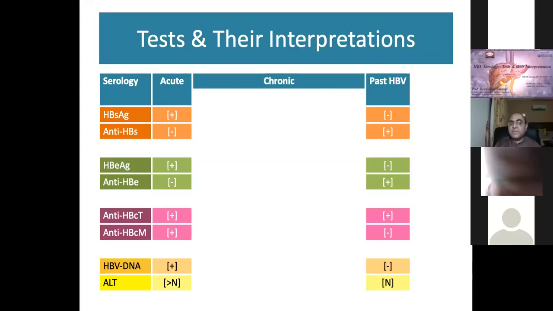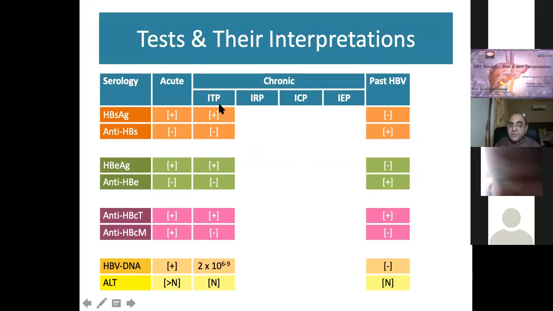What happens if the patient has not cleared within 6 months and has entered the chronic phase? I already told you that the chronic phase is subdivided into 4 phases, depending upon the E antigen status and the DNA viral load in the immune reactions. Conventionally they were called immune tolerant, immune reactive, immune control, and immune escape phase.